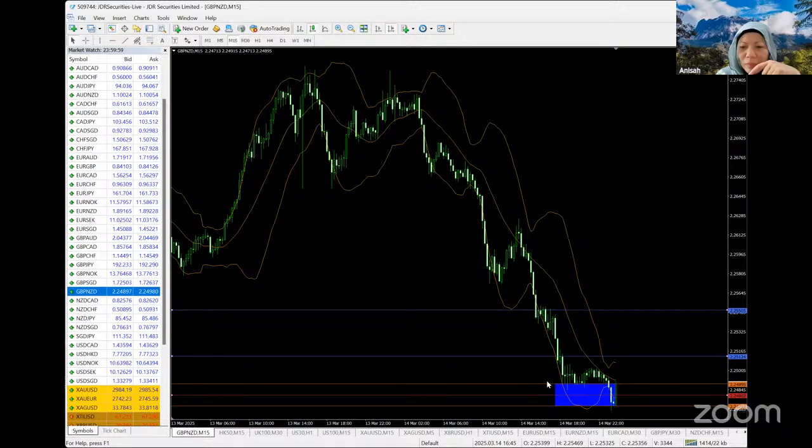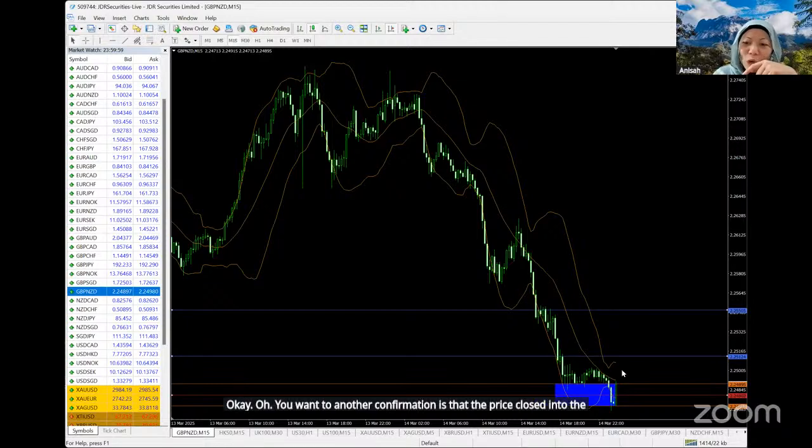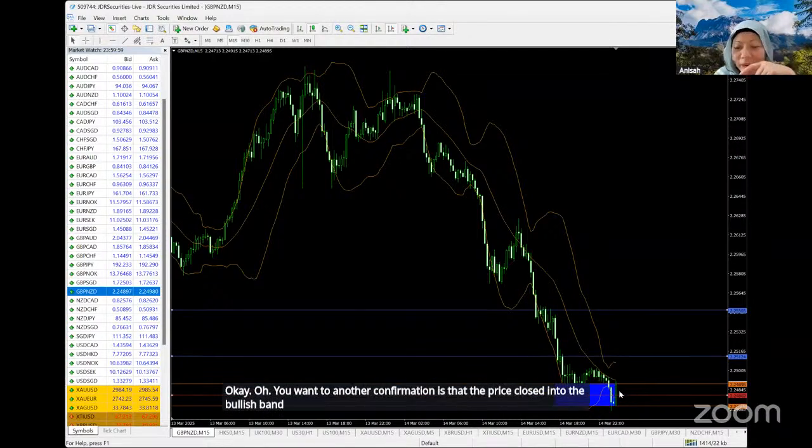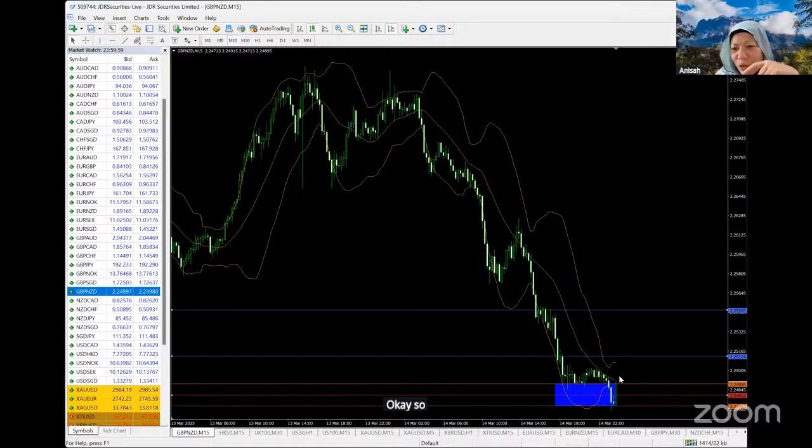So if you want to take a risk on going long, I'll go if the price closes above 2.24 tomorrow. Or if you want another confirmation, wait for the price to close into the bullish band area, as currently the price is in the bearish. Once it's closed into the bullish band area, then you can go long.